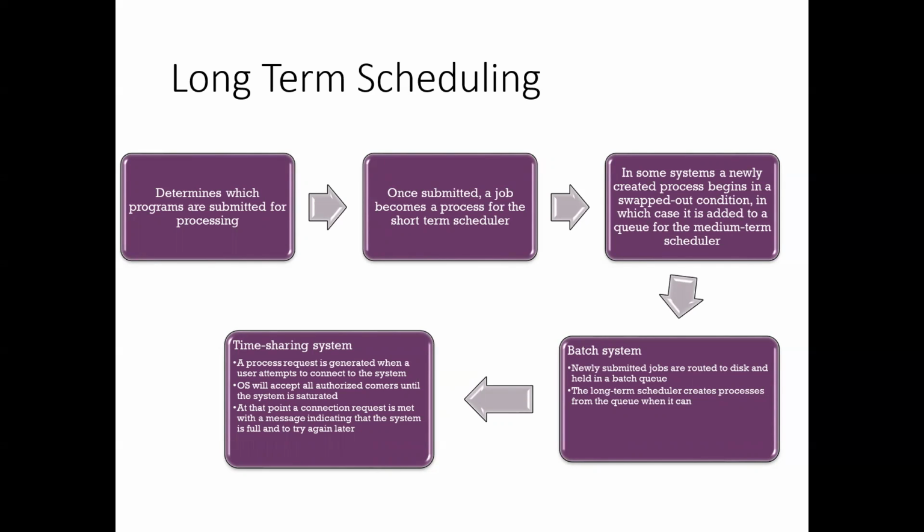And then for a time-sharing system, the process request is generated when a user attempts to connect to the system. The OS will accept all authorized connections until the system is saturated, until you basically have more users than you can handle. At that point, a connection request is met with a message indicating the system is full and to try again later.